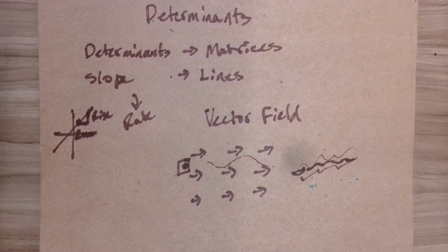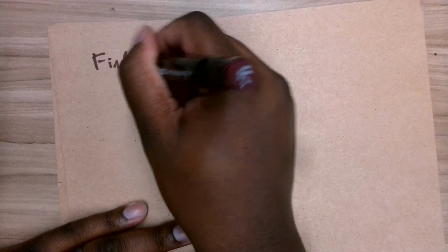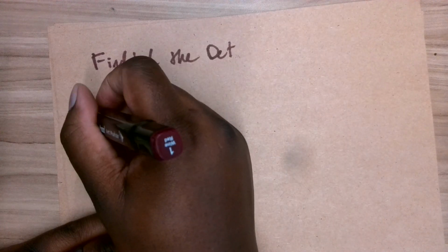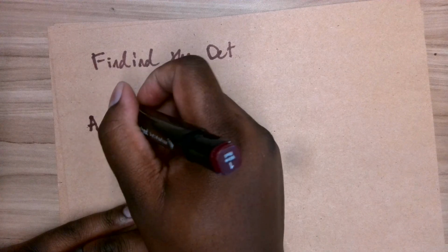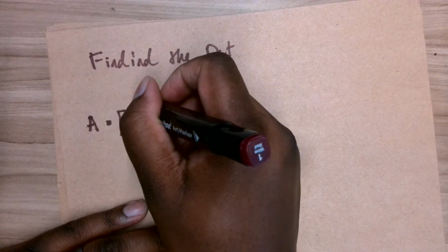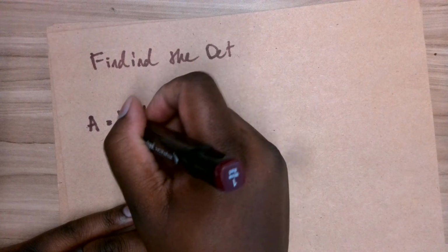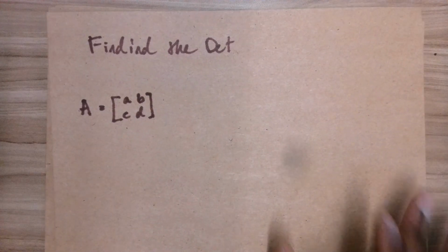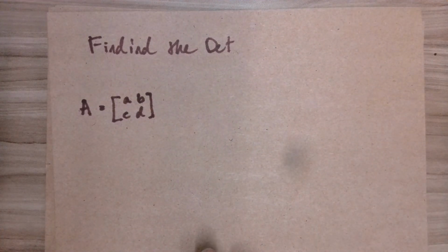Now, let's define the determinant of a matrix, because matrices, by the way, represent vector fields extremely well. Finding a determinant is really, really easy. Let's say that we have this matrix A, and it has the components a, b, c, and d.